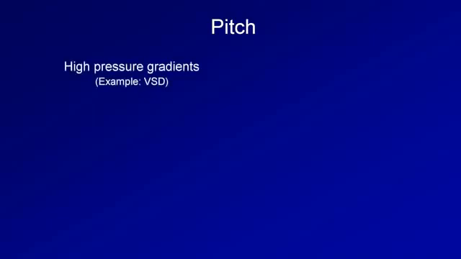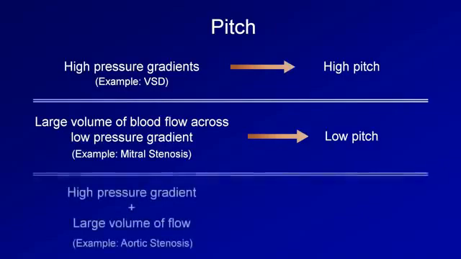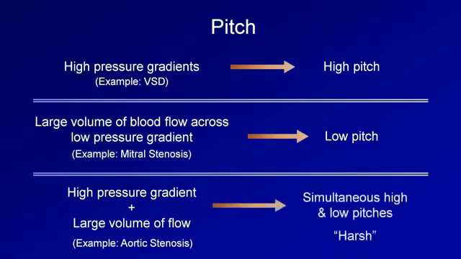The next characteristic is pitch, which is another name for the relative frequency of the murmur. High pressure gradients, for example ventricular septal defects, tend to produce high-pitched murmurs. A large volume of blood flowing across a low pressure gradient, such as mitral stenosis, tends to produce low-pitched murmurs. And when blood flow is both being driven by a high pressure gradient and consists of a large volume, as is seen with aortic stenosis, there are simultaneously produced high and low pitches.